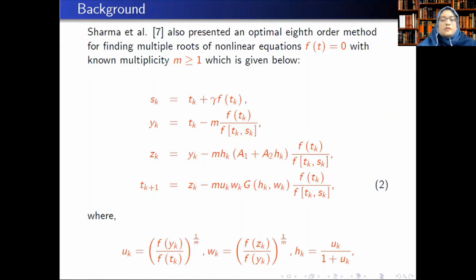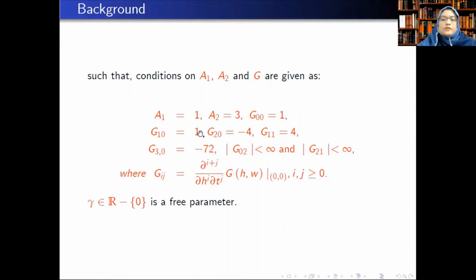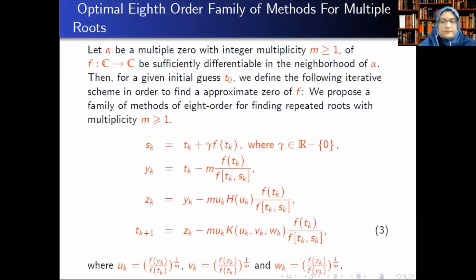This is the second method that was given by Sharma in 2019, and this is the only optimal eighth order method so far, in which we see that again there are some parameters a1 and a2 at the second step, and here h_k is defined in the form of u_k, and then the third step involves a bivariate weight function again. And under the particular values of a1 and a2 and the conditions on the partial derivative of g, this method is eighth order convergence, and here also gamma is a free parameter.